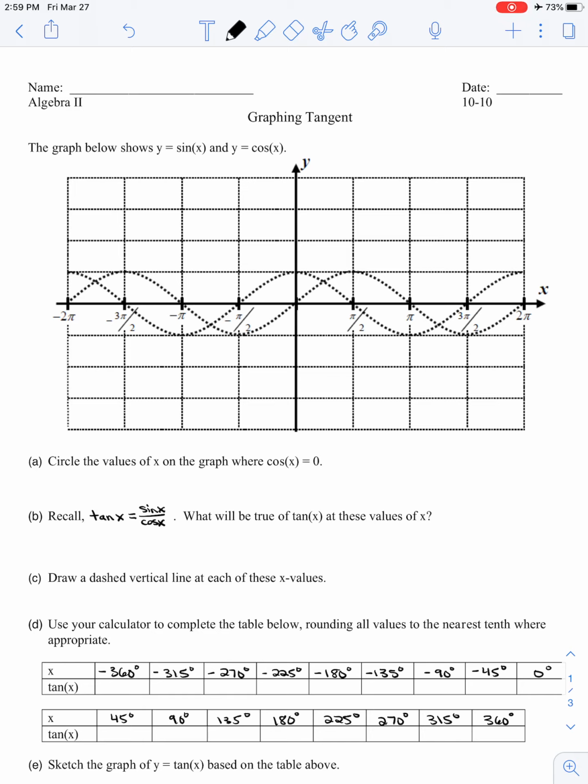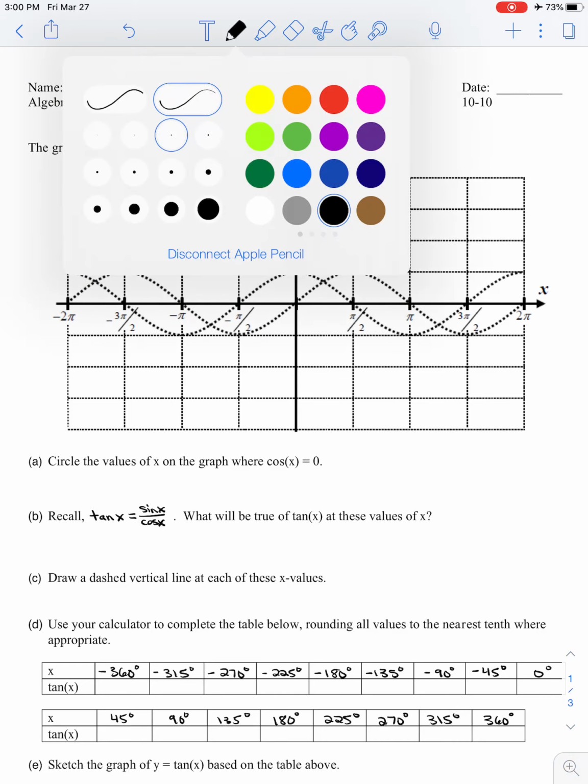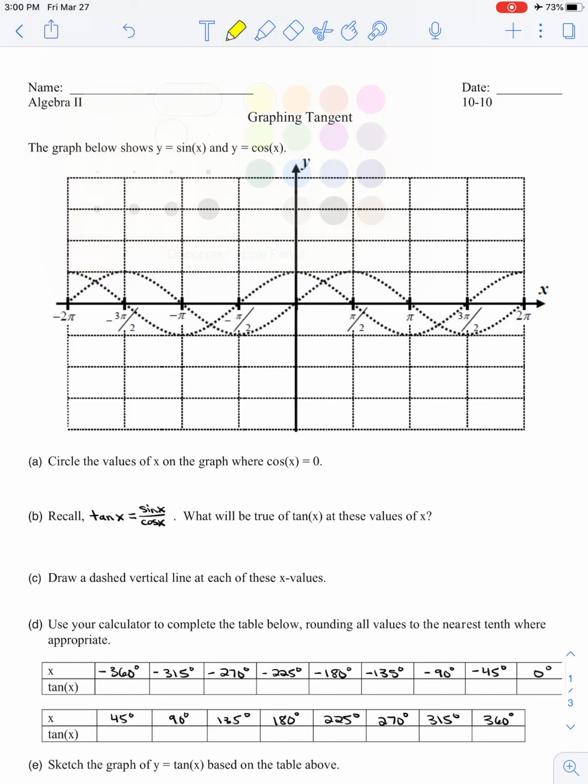Hi everyone. Today we're going to be talking about lesson 10-10, which is graphing tangent. So if you look below, the graphs of sine x and cosine x are graphed. So let's just notate which one is which. So if we were looking at these graphs, how about we highlight the sine graph in yellow?